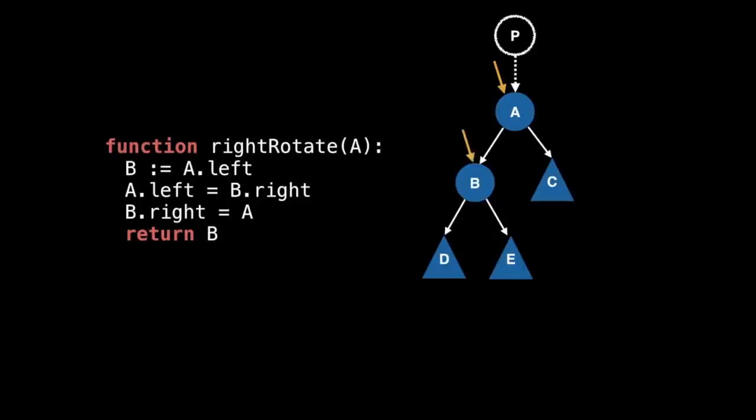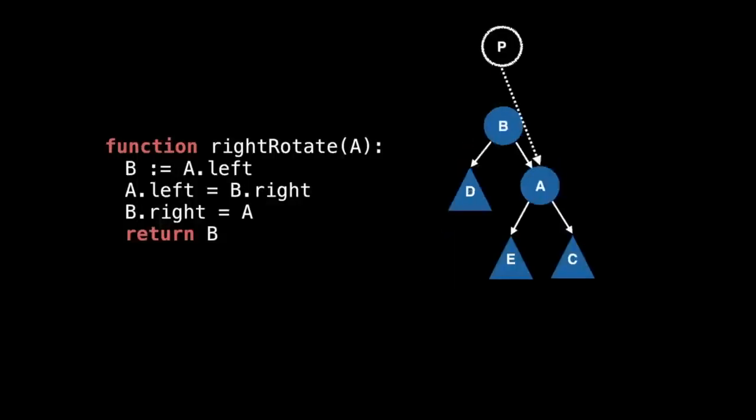Then we'll want a pointer to node B. After that, set A's left pointer to point to B's right child. Then change B's right pointer to point to node A, and we've successfully done a right rotation. If we rearrange the nodes, this is what we would end up with.